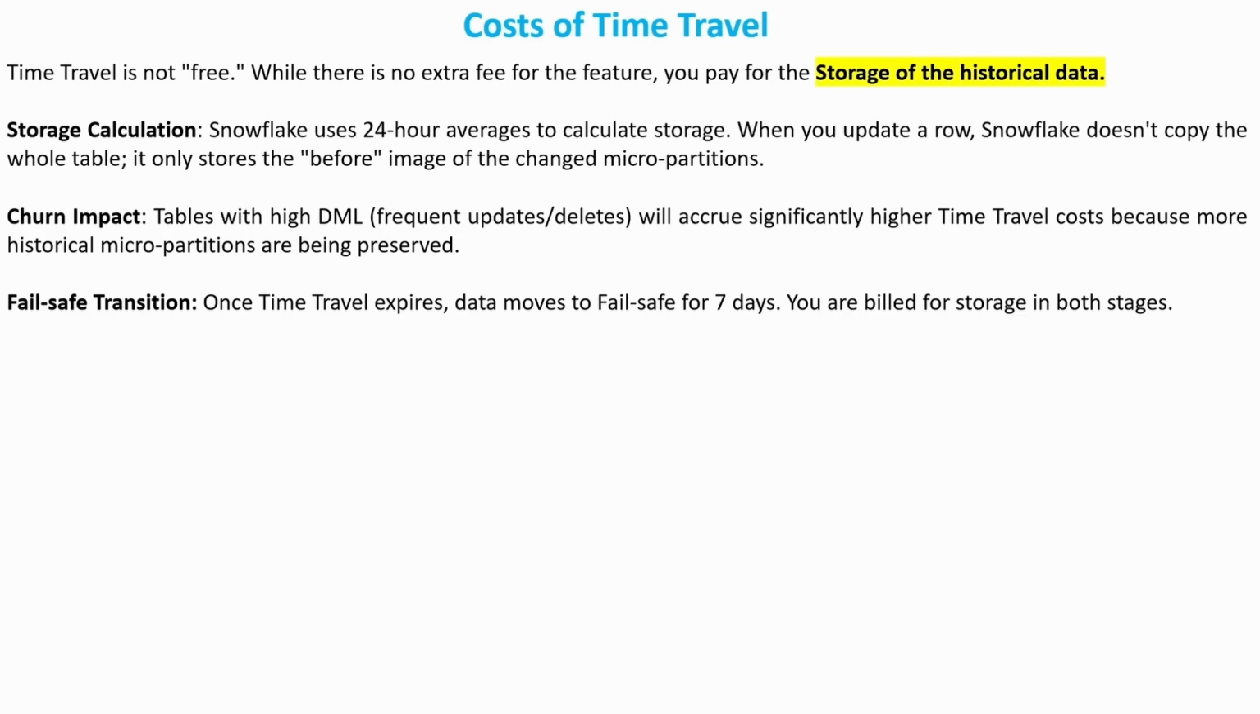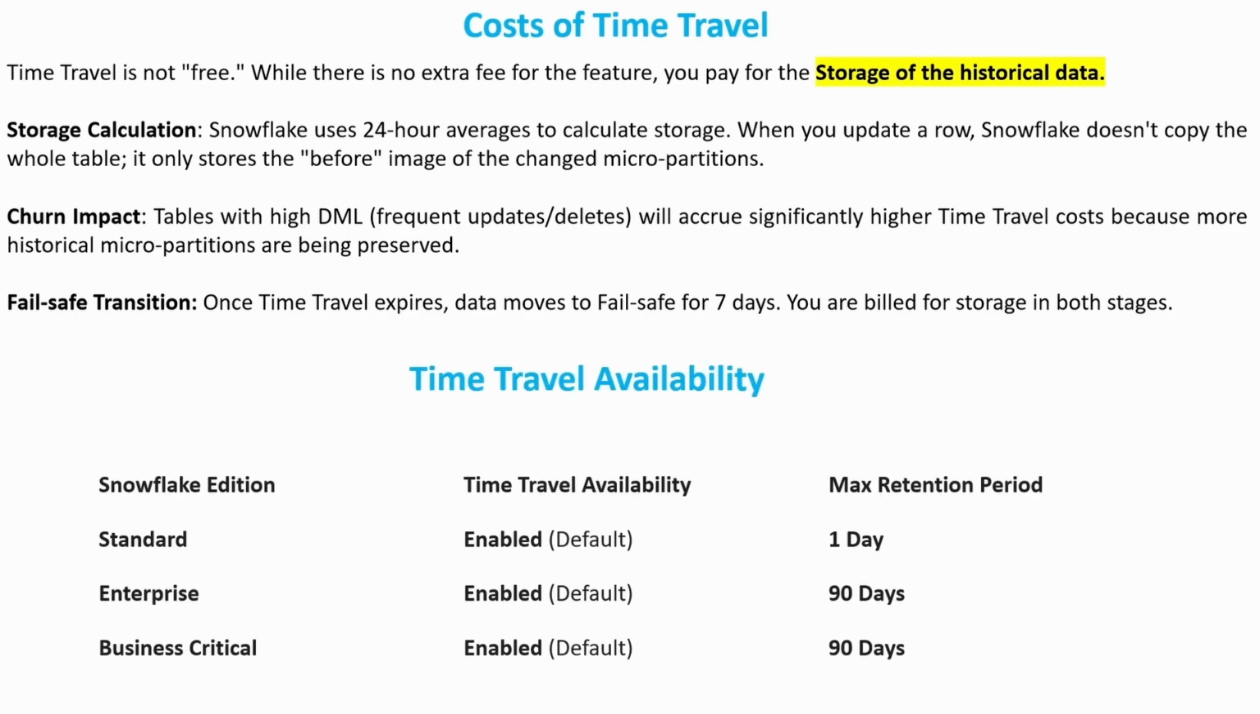And third is fail-safe transition. This is not in your hands, but you can request Snowflake to retrieve your data. It is not something which you can do. It is something which Snowflake support can do on your behalf. Once the time travel expires, data moves to fail-safe for 7 days. You are billed for storage in both stages, either in time travel or in fail-safe. If we talk about time travel availability, in standard edition the maximum is 1 day, but in all the other editions, you can set time travel availability from 0 to 90 days.